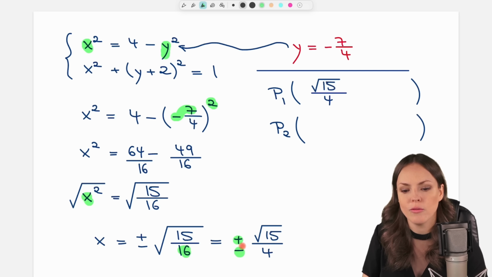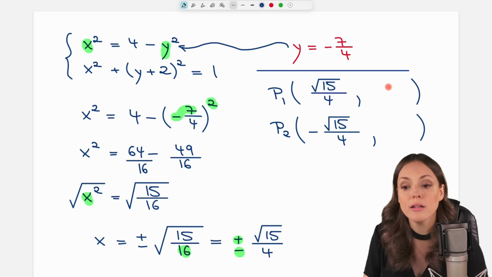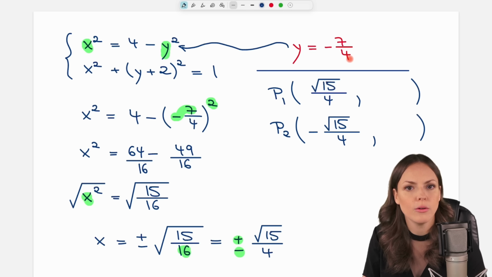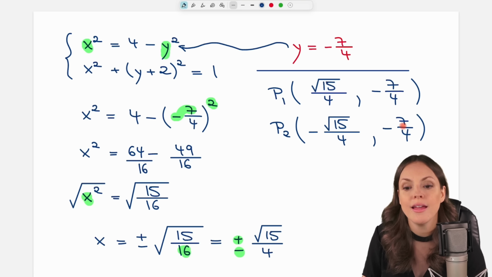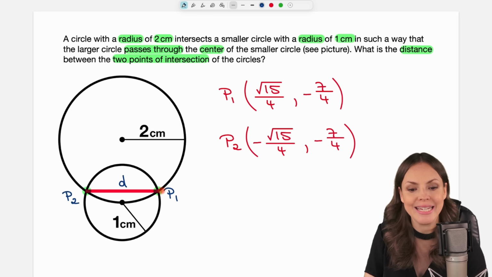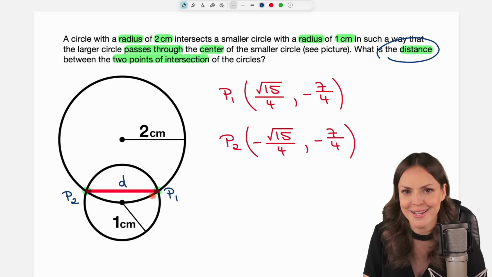And let's take the negative version then for the second. So we have negative the square root of 15/4 for the x coordinate. And the y coordinate, we only have one y coordinate, so it stays the same. We have -7/4 here and -7/4 here. We found our two intersection points, so let's go back to the beginning. We were looking for these two intersection points because they wanted us to find the distance between these 2 points. So we are not yet done, but soon.